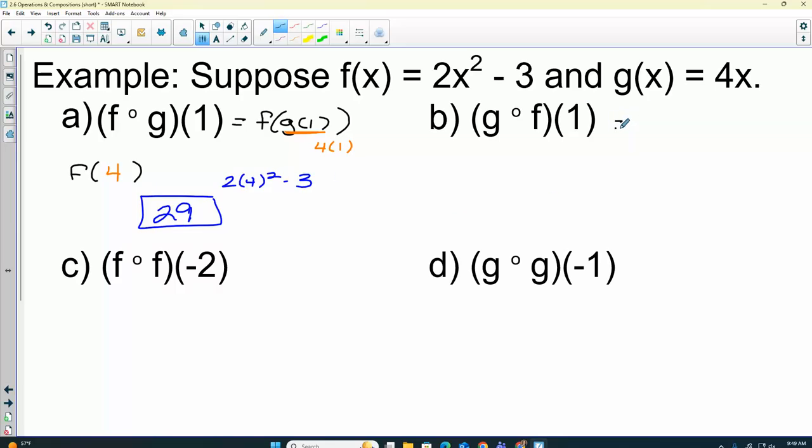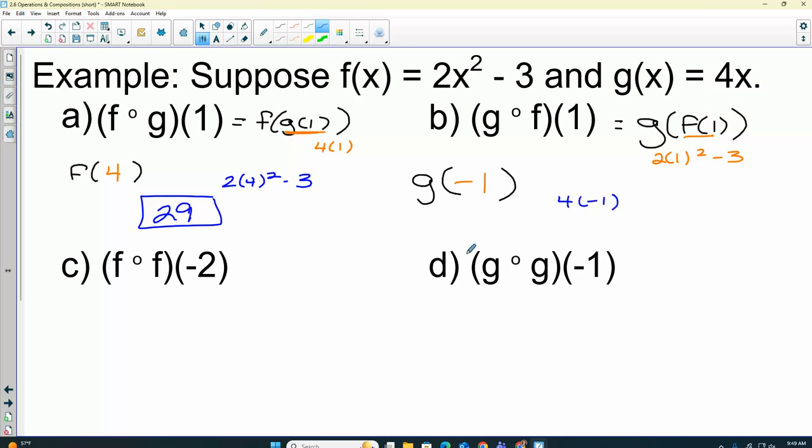Order matters with compositions. If I switch this and ask for g of f of 1, you start with the inside, f of 1. If I plug a 1 into f, so 2 times 1 squared minus 3. So 1 times 2 is 2, minus 3 is negative 1. Then I plug negative 1 into g. So 4 times negative 1 gives me negative 4. So very different answers. You have to watch your order.